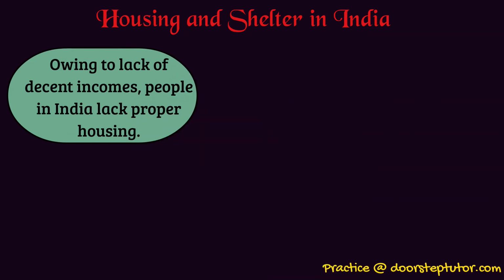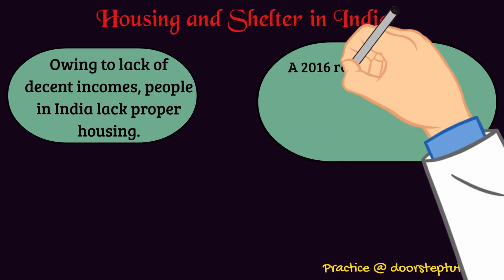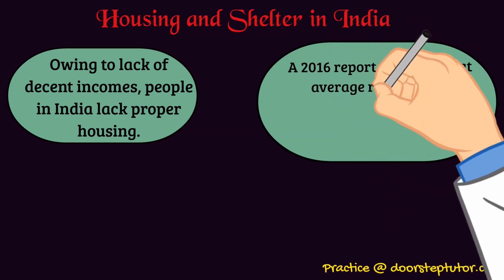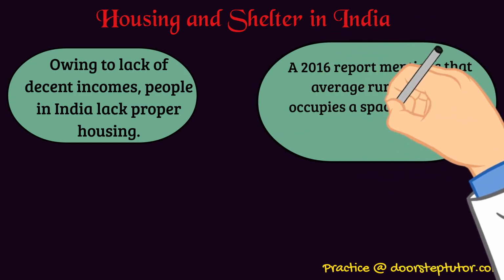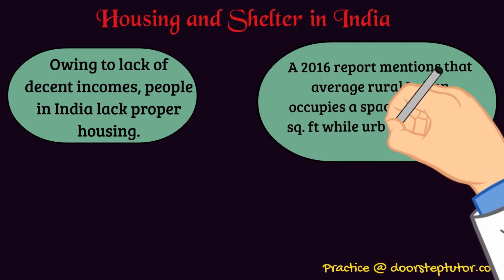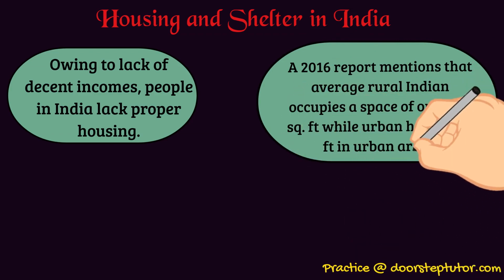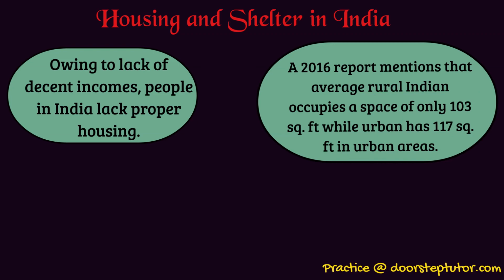A majority of Indians have a per capita space that is less than 10 by 10 feet. It is not sufficient for their living, sleeping, cooking, washing, or toilet needs. Average area is 103 square feet per person in rural areas and 117 square feet per person in urban areas. Even the houses that have been built are not in proper condition and are mostly dilapidated.